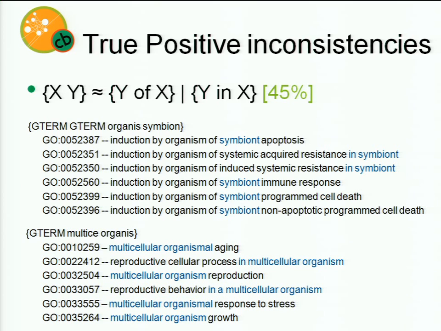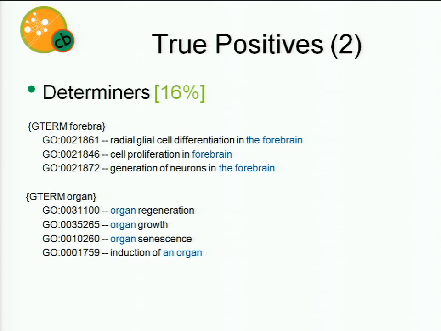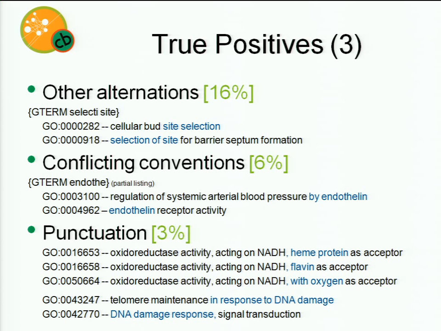Then there were many cases where there were determiners in one form and not in the others. Here we have "in the forebrain," and here we have "in forebrain." This is a very small difference that is easy to fix. Other examples of true positives are here.